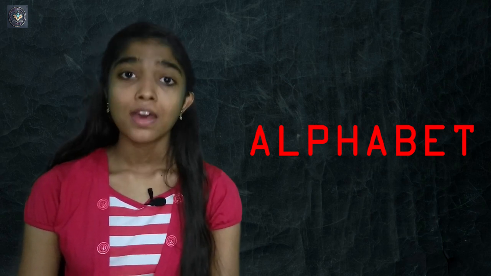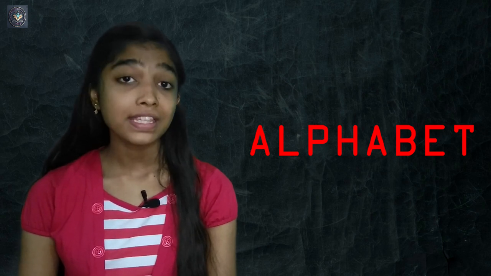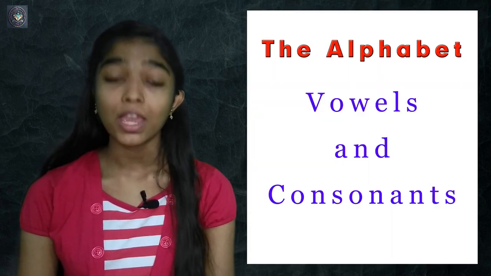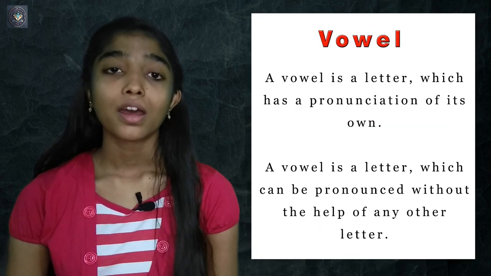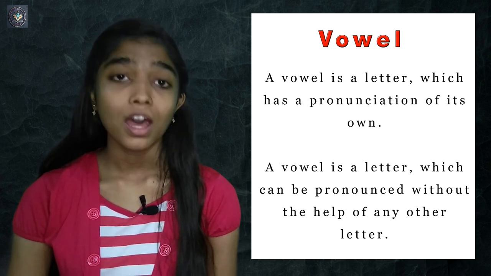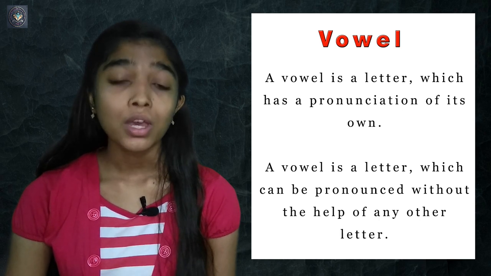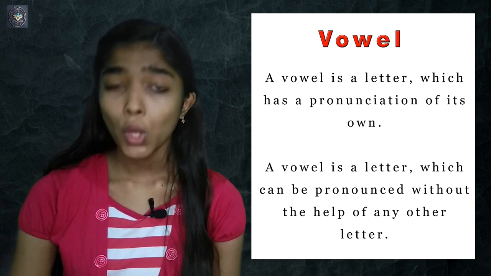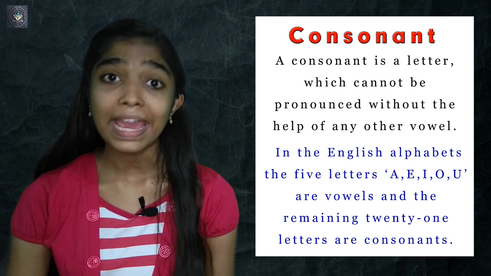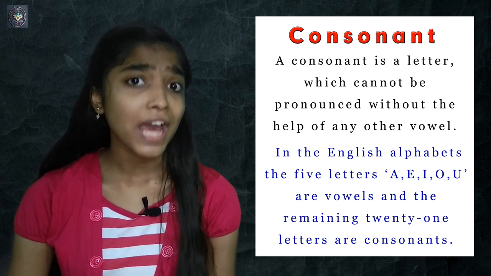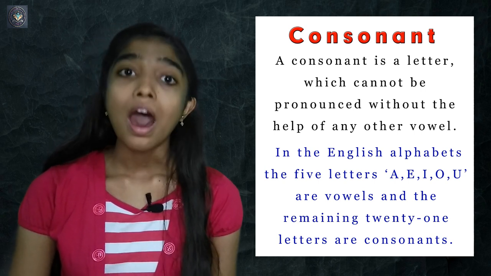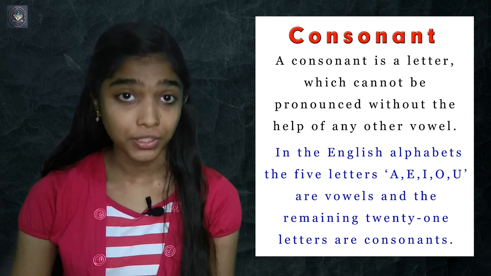There are 26 letters in the English alphabet, and these 26 letters are divided into two categories or groups, namely vowels and consonants. A vowel is a letter which has a pronunciation of its own. That means a vowel is a letter which can be pronounced without the help of any other letter, whereas a consonant is a letter which cannot be pronounced without the help of any vowel. In the English alphabet, the five letters A, E, I, O, U are vowels, and the remaining 21 letters are consonants.